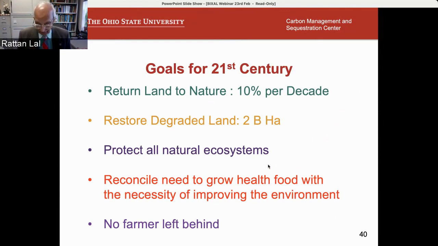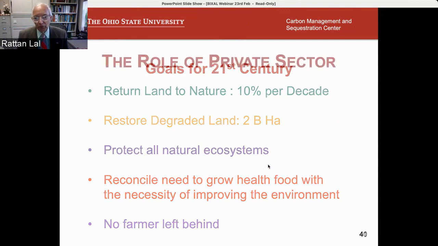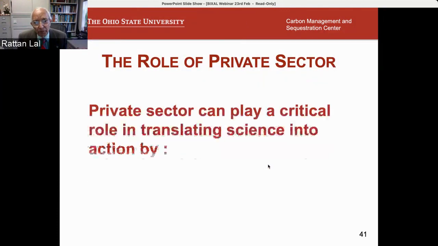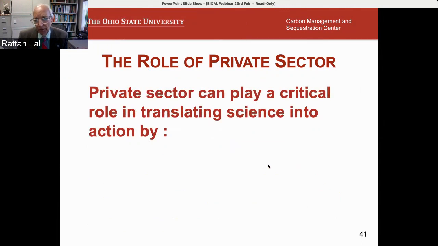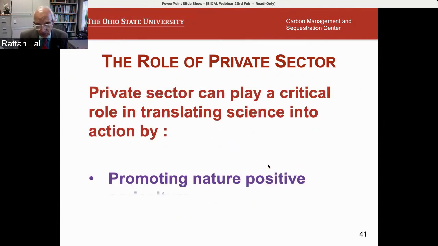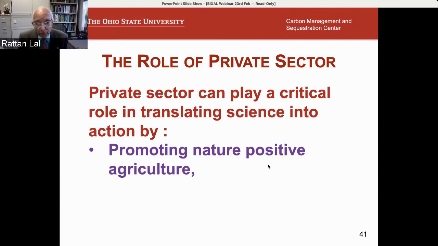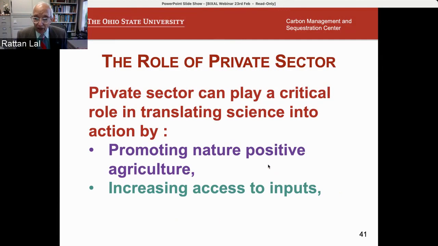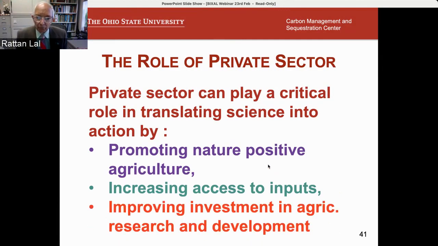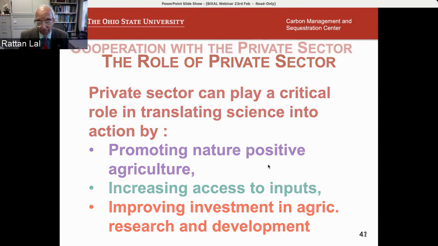They cannot be ignored. No farmer can be ignored, especially the small farmer. In this regard, the private sector may have a very important role to play. The private sector does a tremendous thing in translating science into action, in promoting nature positive agriculture, in increasing access to input, and in improving investment in agriculture research and development. I can never overemphasize the role of the private sector.